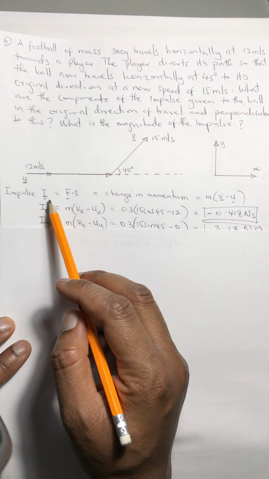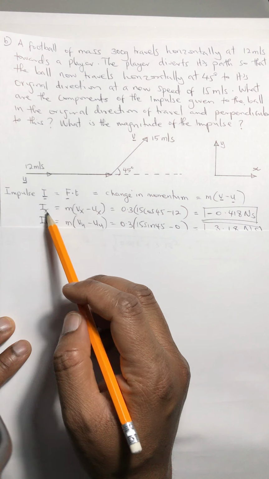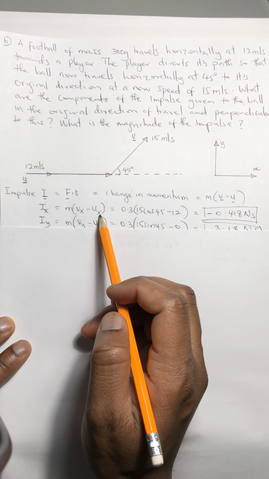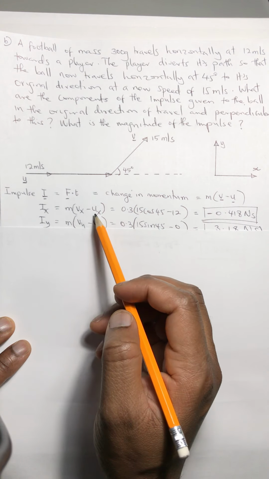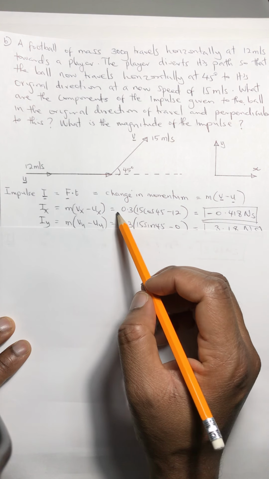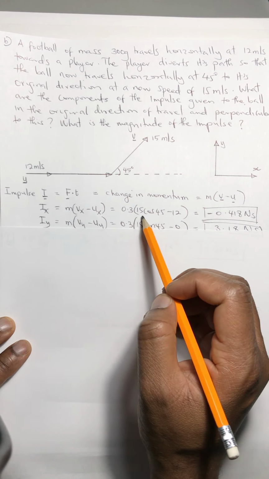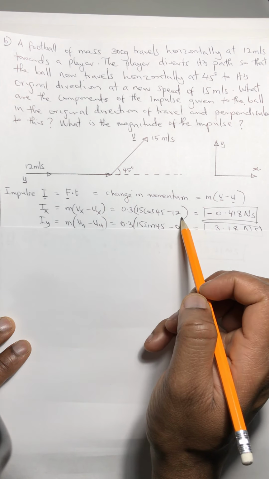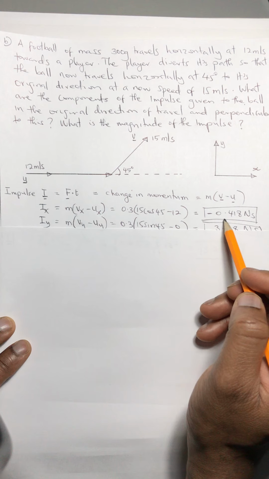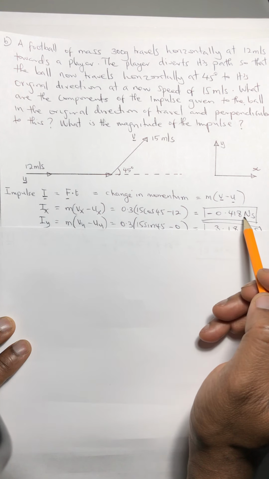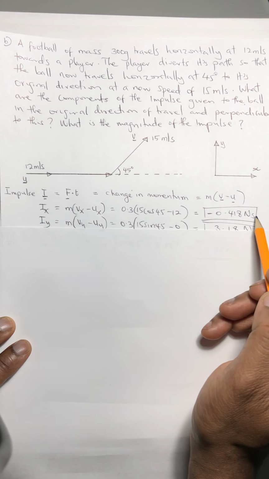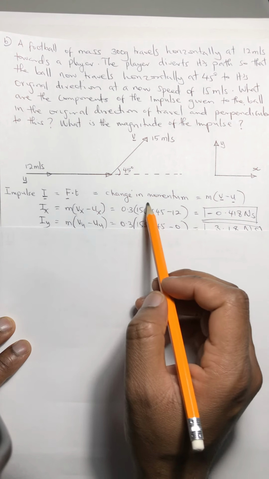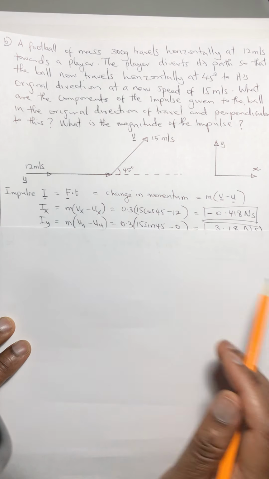Now, to calculate our impulse, which equals Ft, Ix equals m(vx minus ux), which is horizontal input. Our mass equals 0.3 into bracket 15 cos 45 minus 12, which equals minus 0.418 Newton seconds, when we input all these factors in the calculator.